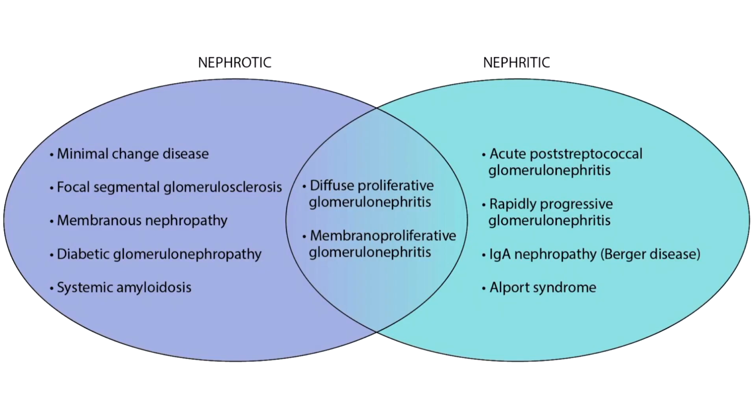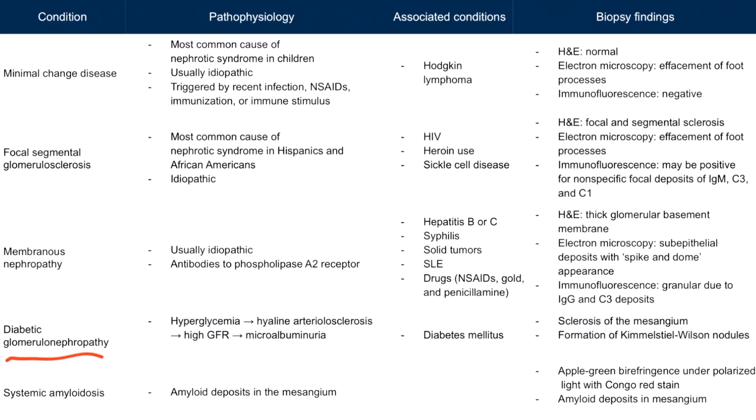We've covered minimal change disease, focal segmental glomerulosclerosis, and membranous nephropathy. Let's move on to diabetic glomerulonephropathy. Diabetic glomerulonephropathy occurs because of diabetes mellitus, and diabetes mellitus presents with hyperglycemia, which leads to non-enzymatic glycosylation of the vascular basement membrane. Non-enzymatic glycosylation is, as the name suggests, the adding of a glucose group to the vascular basement membrane without the use of an enzyme.